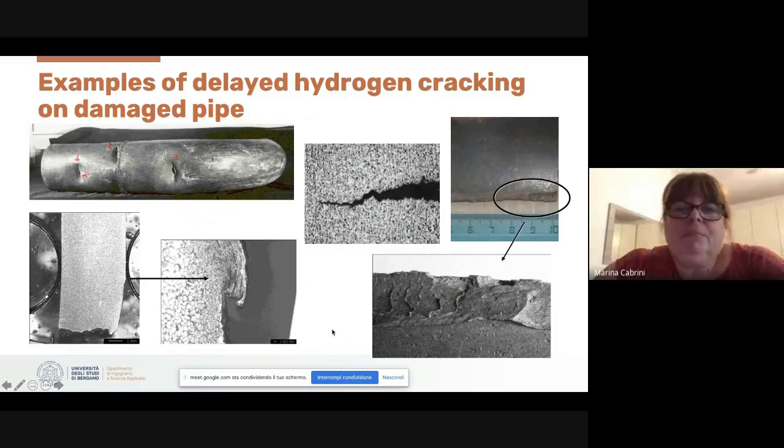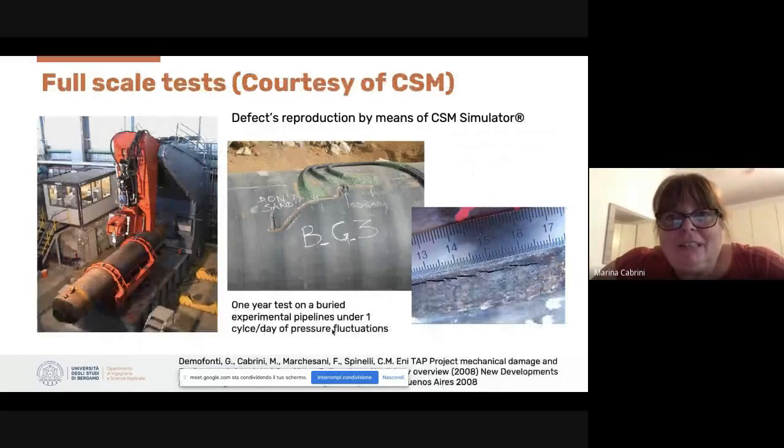Now, the problem is how it's possible to study this phenomenon. This is the most complex method. This is courtesy of Centro Studi Materiali of Rome, in which this is a simulator that is able to replay exactly in reproducible mode the defect obtained by an external excavator.